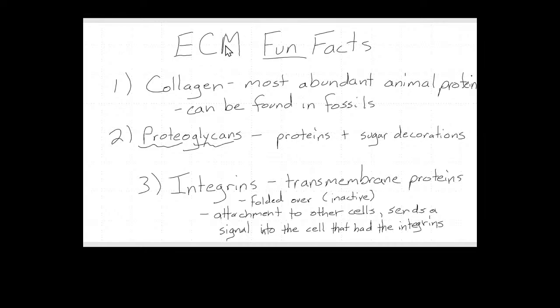It was the stuff on the outside of an animal cell. So just to make it real exciting, I called it fun facts. But let's just run through those. So the first is that there's collagen outside of cells. This is the most abundant animal protein, and it can even be found in fossils.